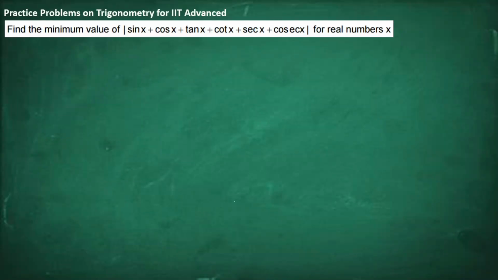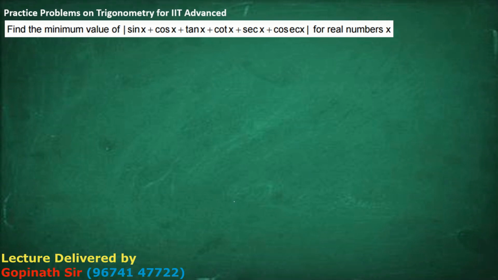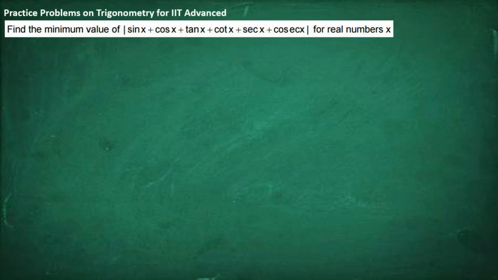So in this problem, they have said find the minimum value of modulus of the expression sin x plus cos x plus tan x plus cot x plus sec x plus cosec x for real numbers x. Is it clear?